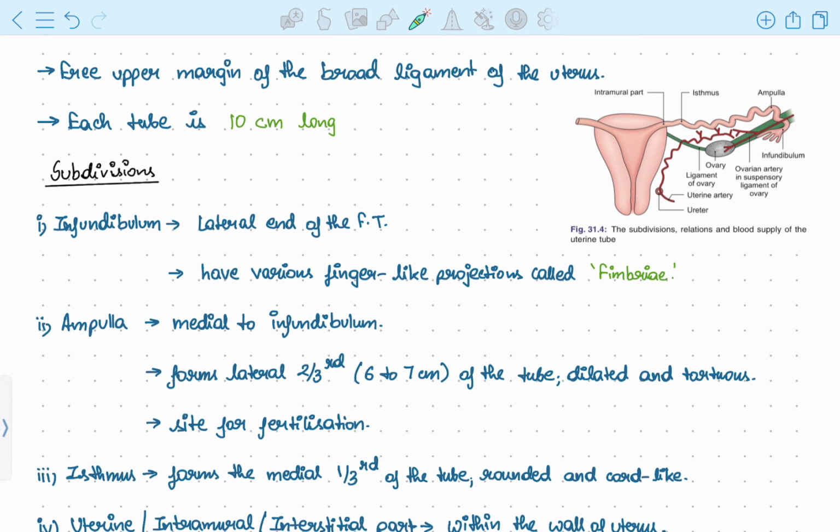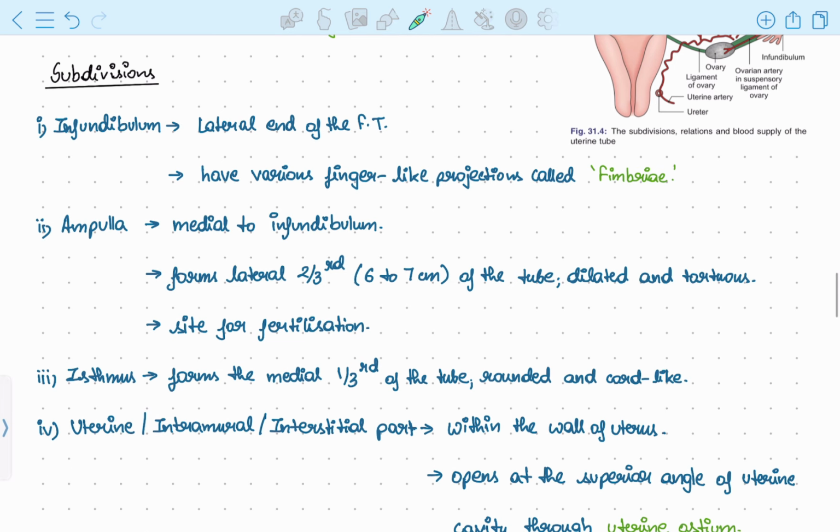Okay. Then we have ampulla. Now, ampulla is the lateral two-thirds of the fallopian tube. It is present medial to infundibulum, and it is the lateral two-thirds of the fallopian tube, around 6 to 7 centimeter. It is dilated and tortuous, and it is the site for fertilization, as I have already told you.